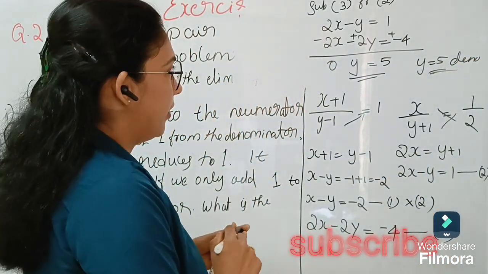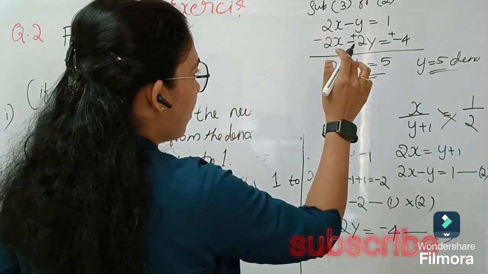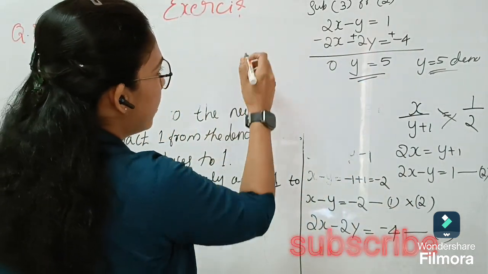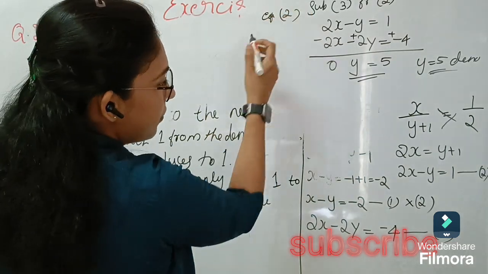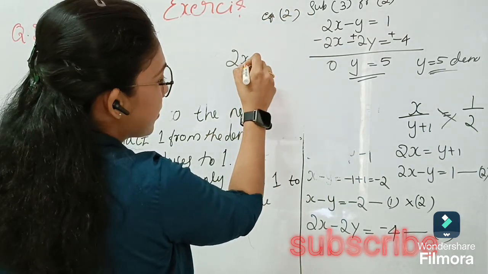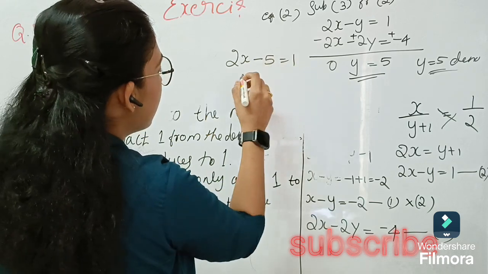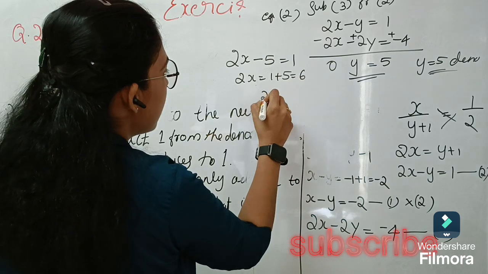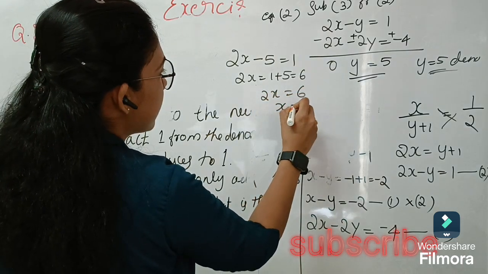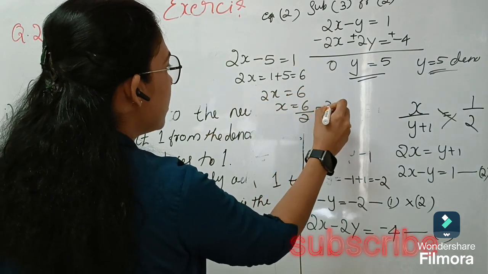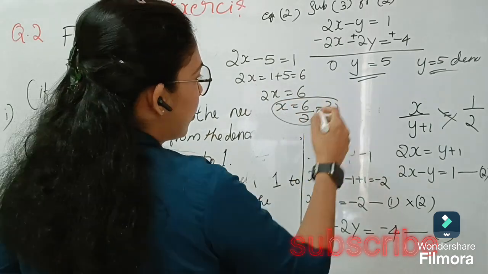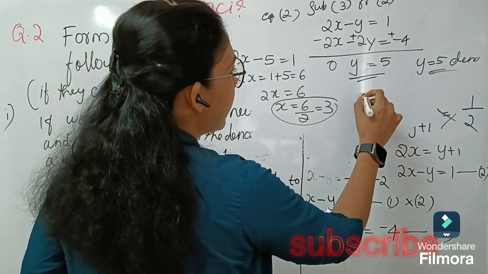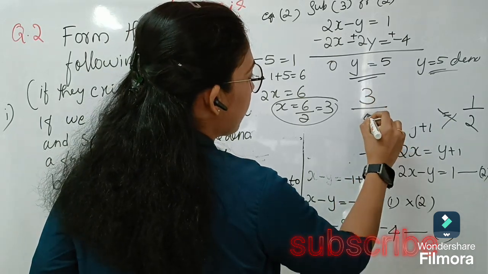Then we substitute y in any of the equations. Now we substitute y in equation number 2. Then we get 2x minus 5 is equal to 1. 2x is equal to 1 plus 5, which is 6. x is equal to 6 by 2, which is 3. So x is 3, that is, the numerator is 3. So the unknown fraction is 3 by 5.